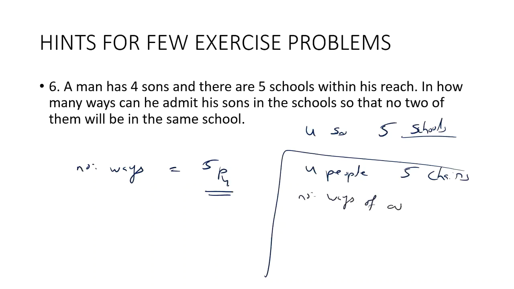Number of ways of arranging these 4 people in 5 chairs is 5P4. So if you understand this one, then you can answer this one. Okay, so let us move on to the next question.